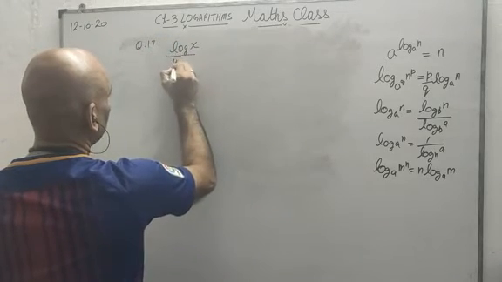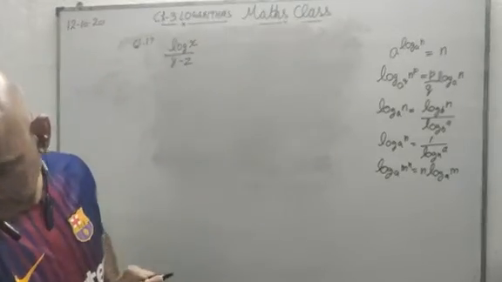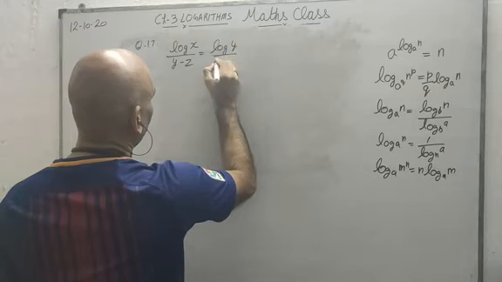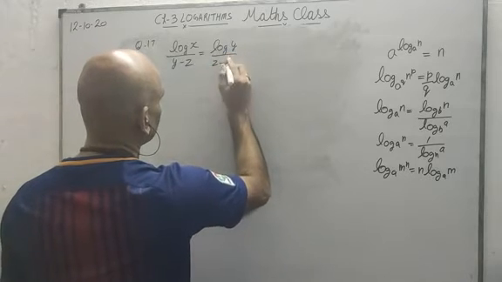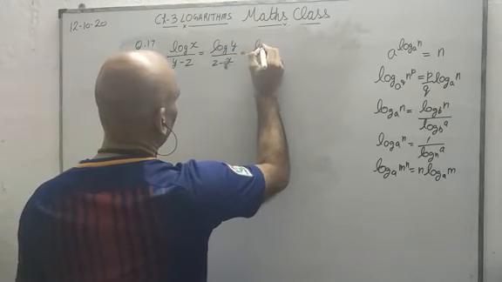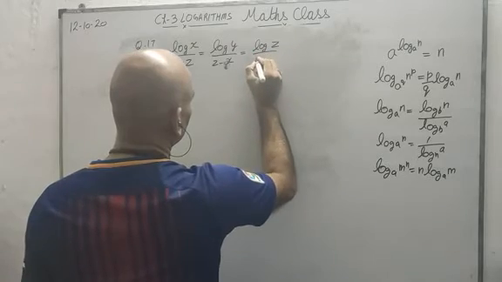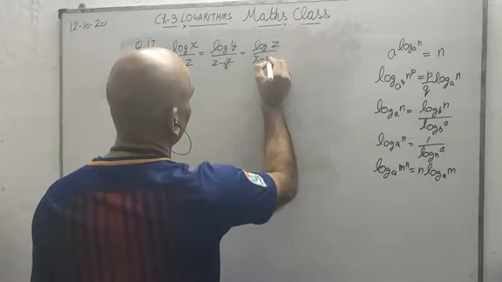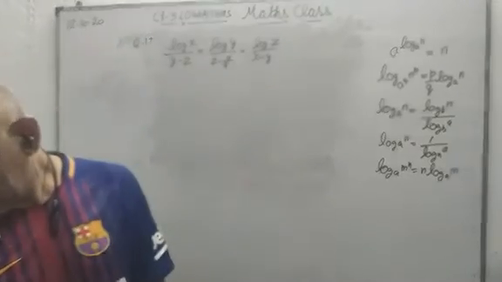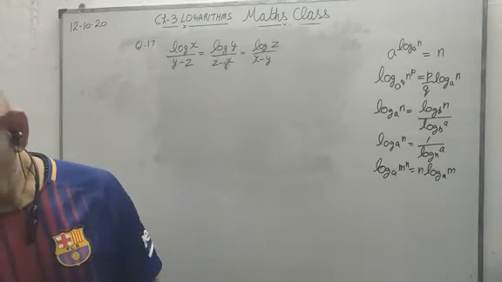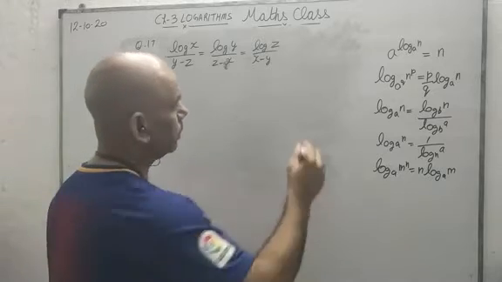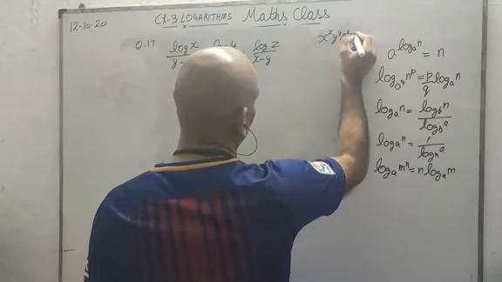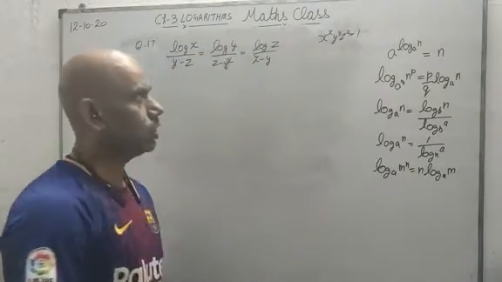Okay, what is given is that log x upon y minus z, log y upon z minus x, and log z upon x minus y are equal. So prove that x to the power x, y to the power y, z to the power z is equal to 1. That is to be proved.